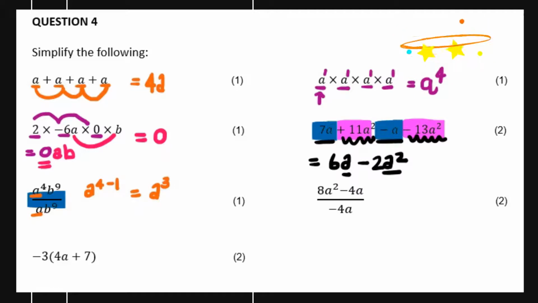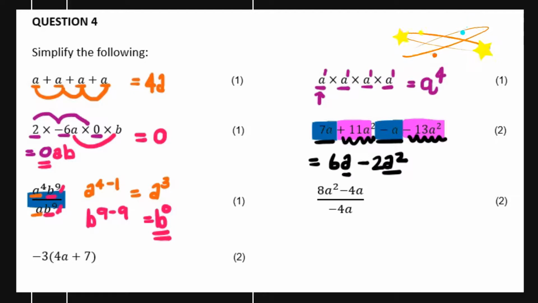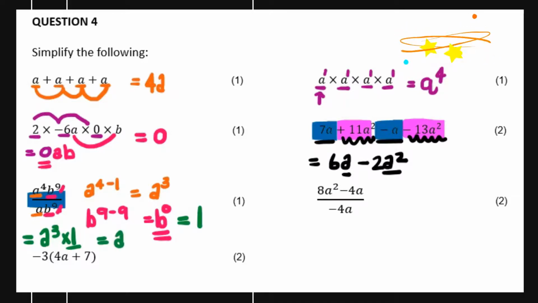The b's are also the same. They have the same base. We would have 9 minus 9, which equates to b to the power of 0. Now, anything to the power of 0 is equal to 1. Therefore, we would now have a to the power of 3 multiplied by 1. Anything multiplied by 1 is the number itself, and therefore the solution for this algebraic fraction would be a to the power of 3. Let's move on to the next fraction.